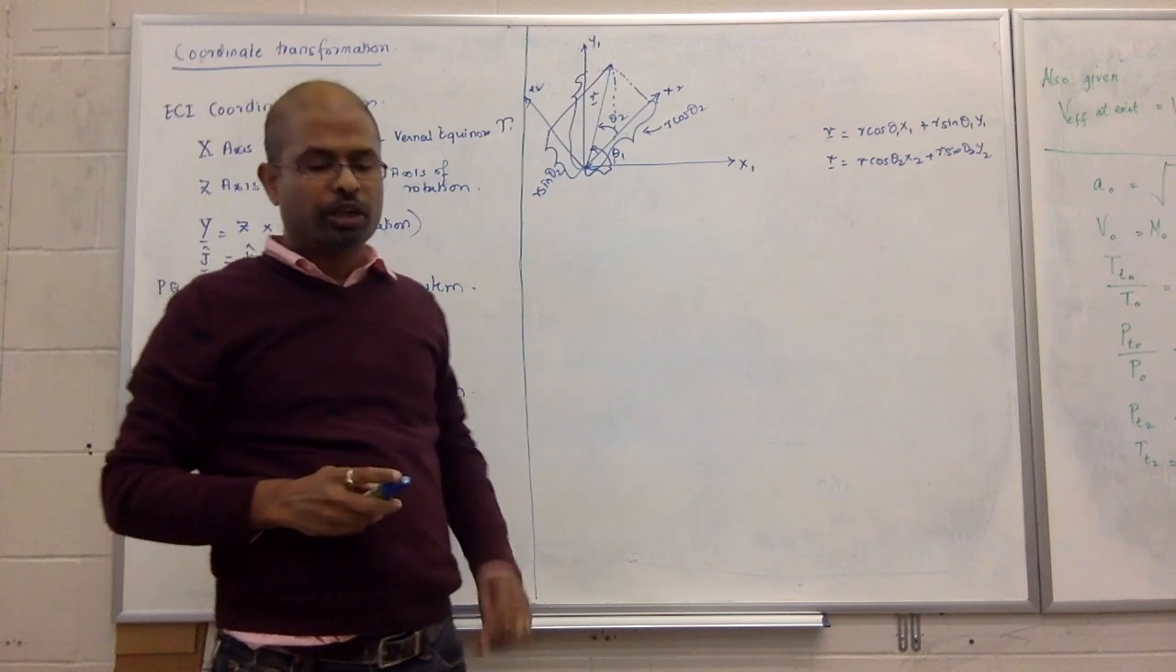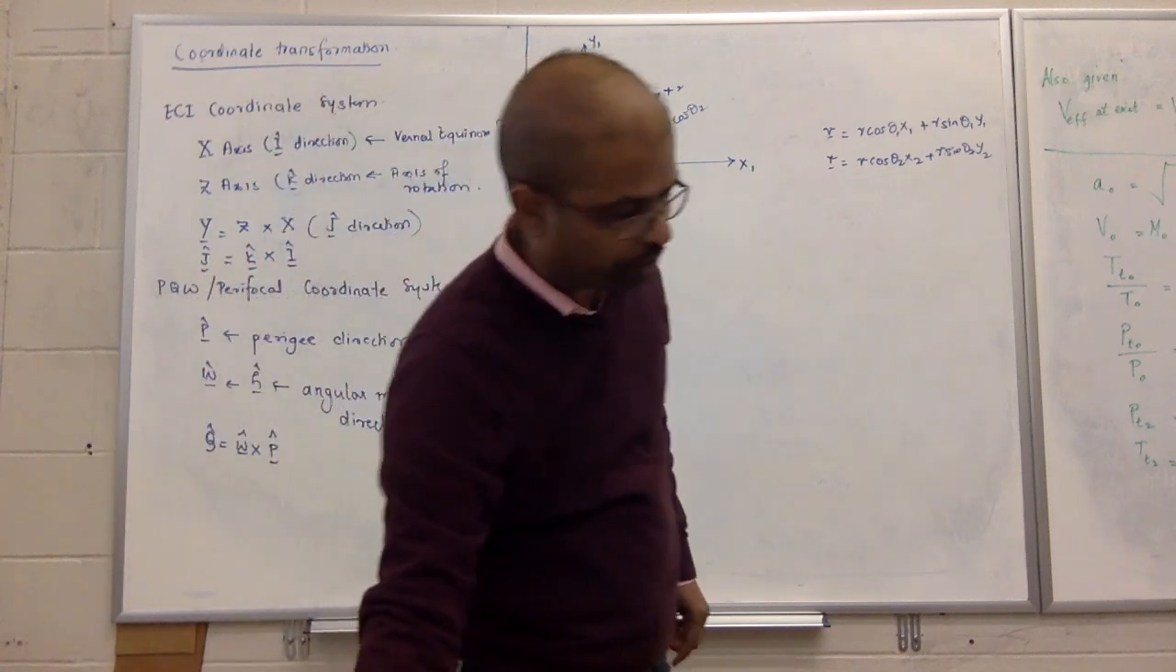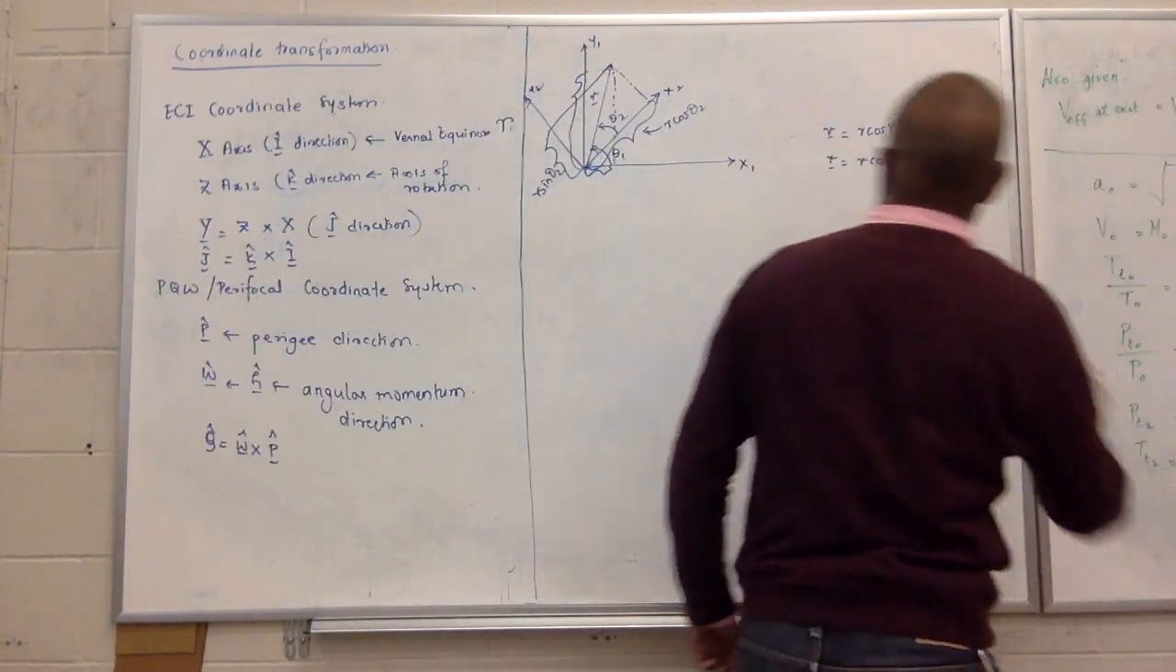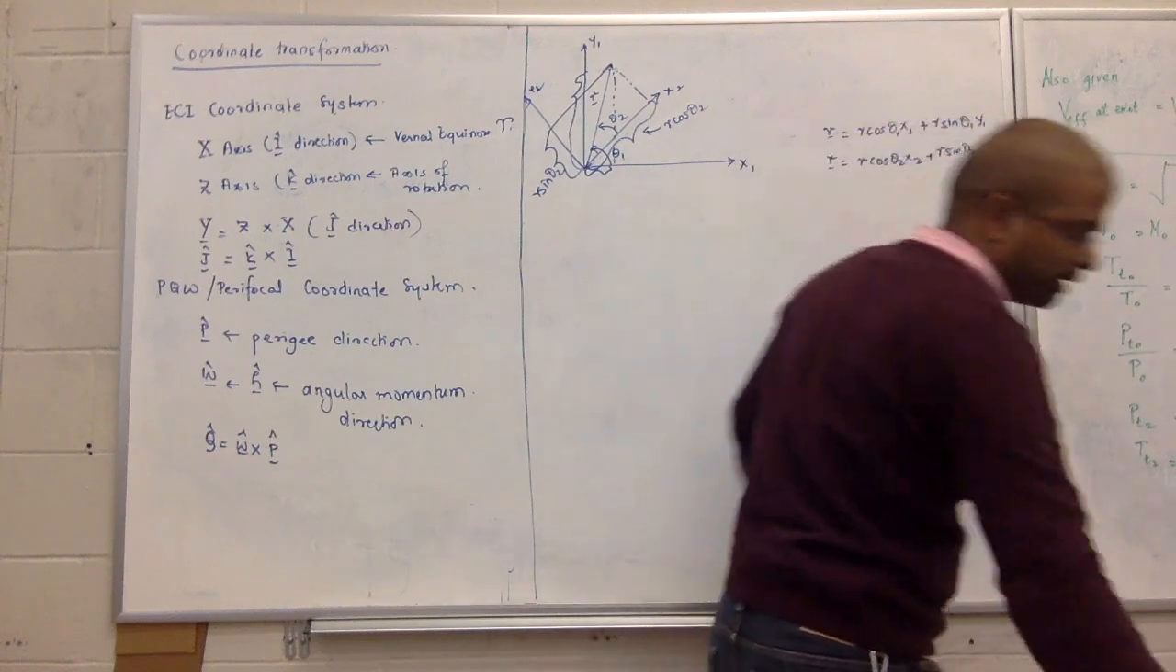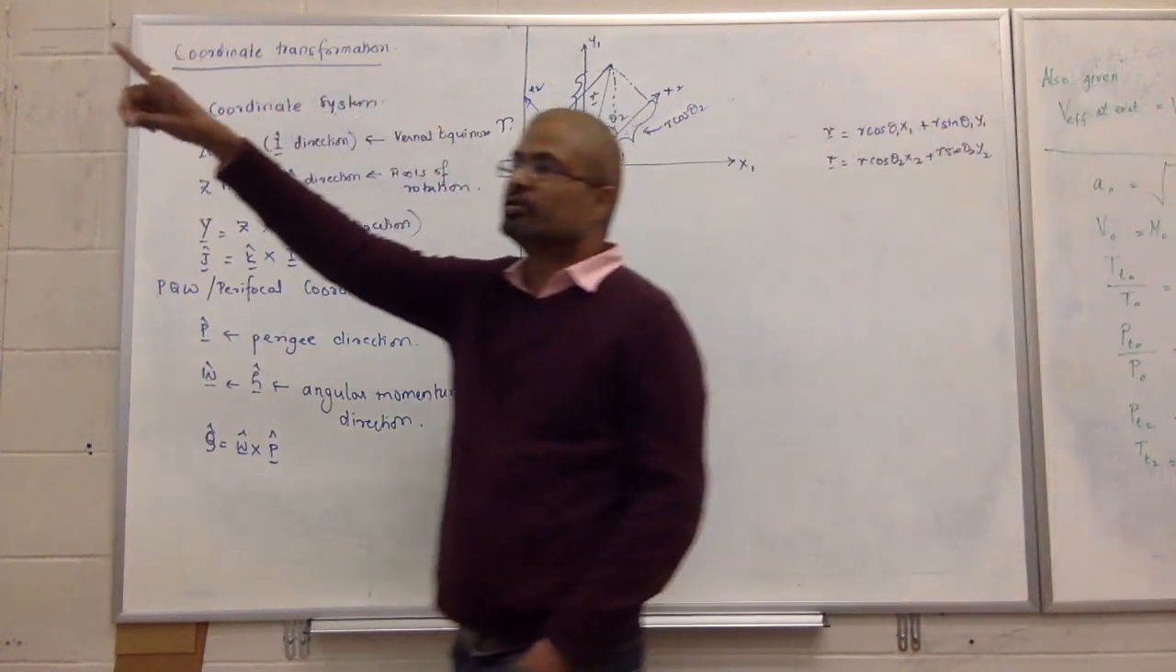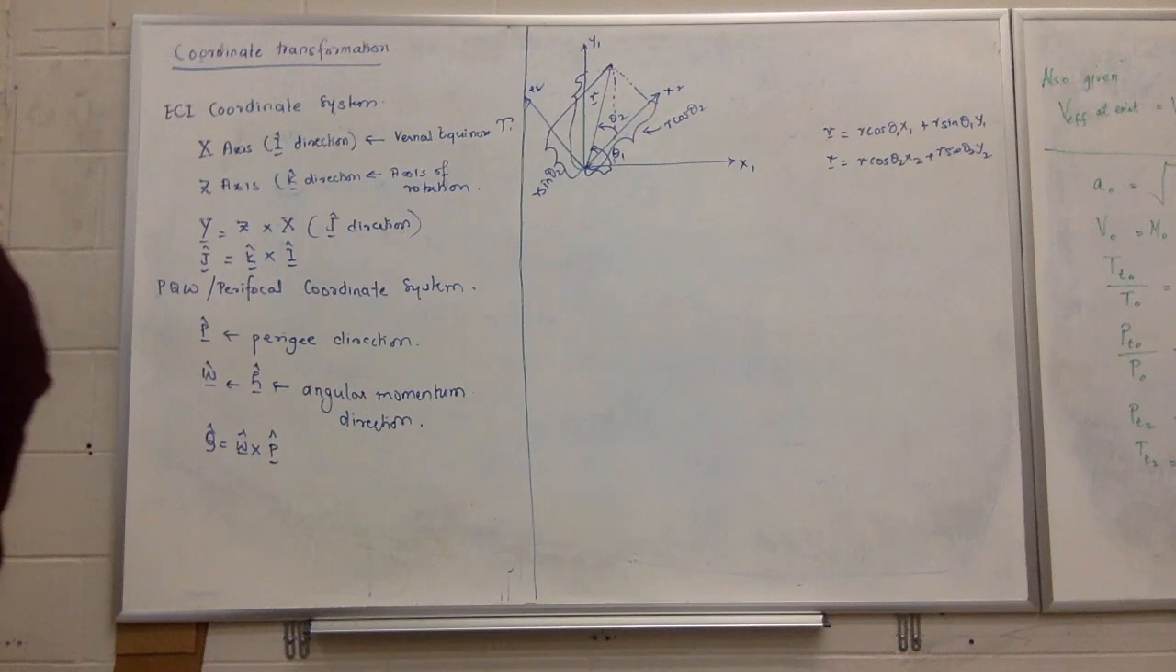What I'm trying to get you to understand here is this r vector, which is a position vector, can be coordinatized in either the ECI frame or in the PQW frame.